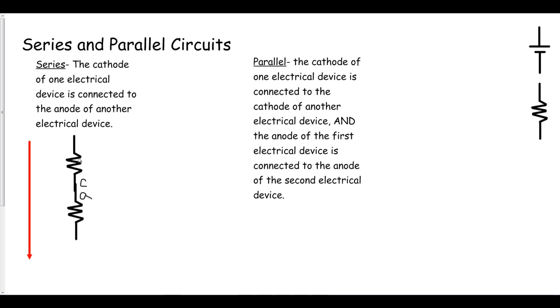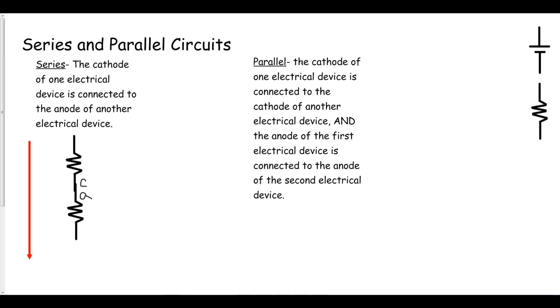Now, these two devices are in series, and we can say that based on this cathode and anode, or we can just say, look, they kind of go in order like a series does. The electrical current flows in one, out of that one, and then into another one, all in a row, like a series.